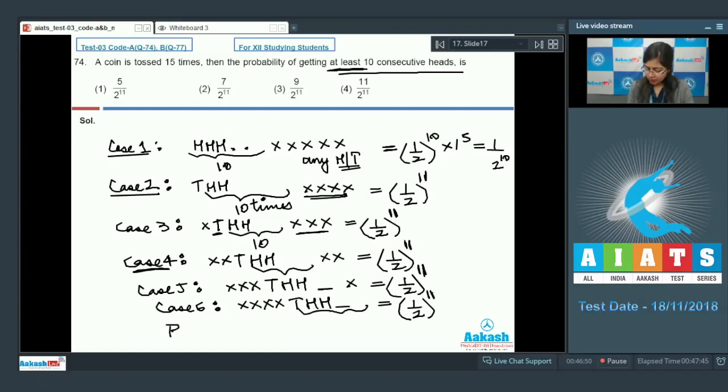So the required probability of the event E will be equal to 1 upon 2 raised to the power 10 plus 5 upon 2 raised to the power 11. Now, this will be equal to 7 upon 2 raised to the power 11. That is, the correct answer will be option number 2.